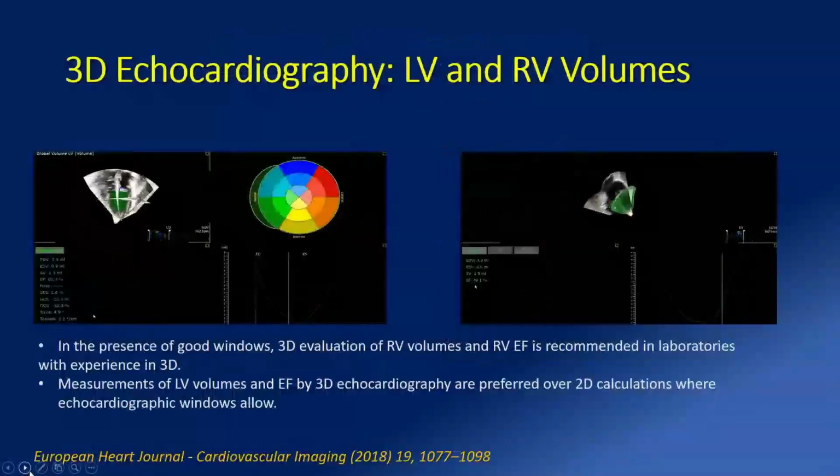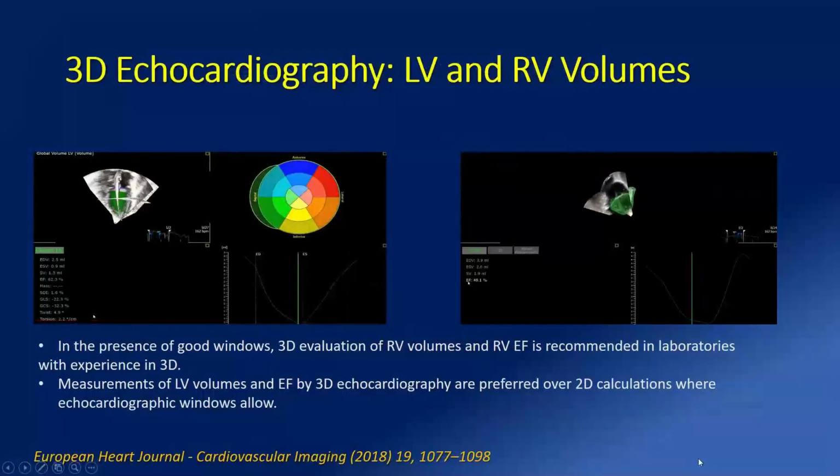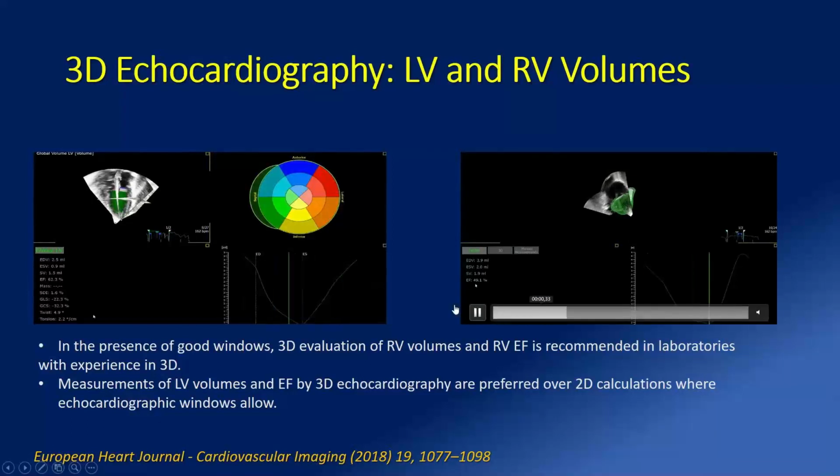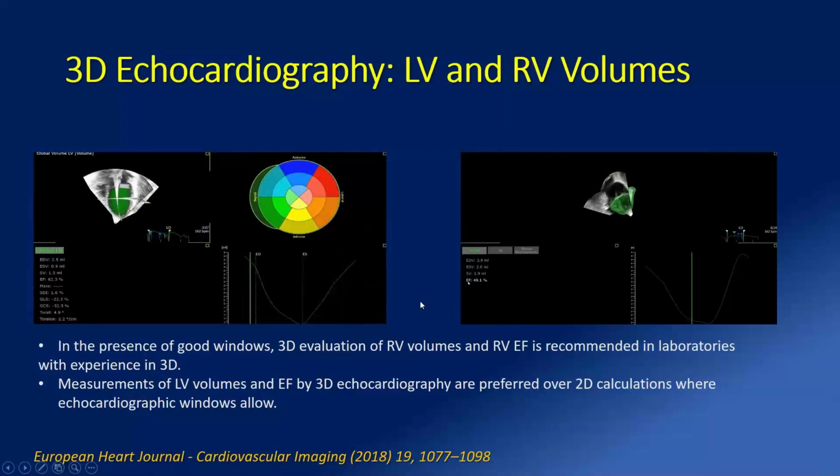But 3D echocardiography is helpful not only for details in terms of morphology, but also because it provides us a lot of information in terms of volumes. We know that the volumes obtained by 3D echocardiography for both left and right ventricle are much more reproducible and correlate better with CMR. Particularly, left ventricle volumes are very well correlated with CMR.